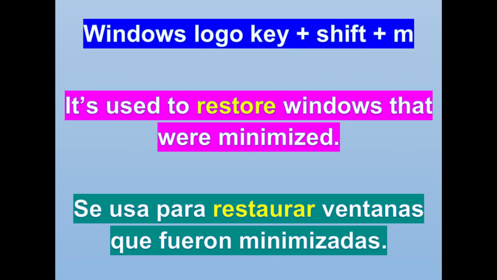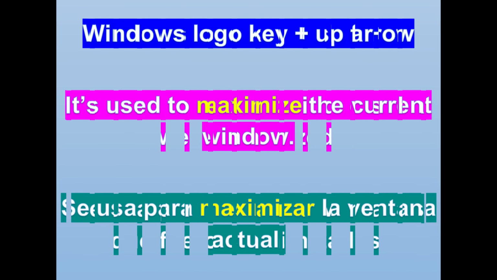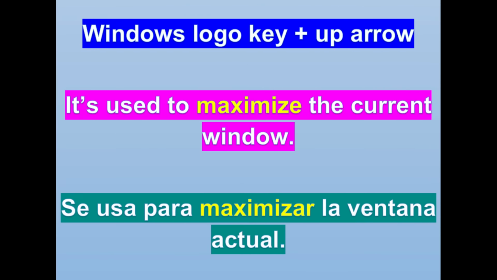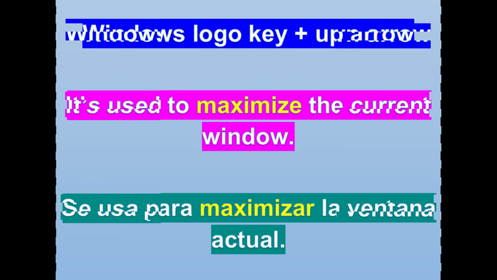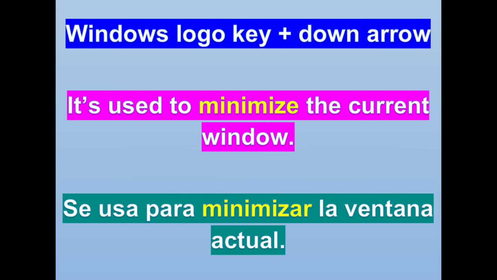Windows logo key plus Shift plus M is used to restore windows that were minimized. Windows logo key plus up arrow is used to maximize the current window. Windows logo key plus down arrow is used to minimize the current window.